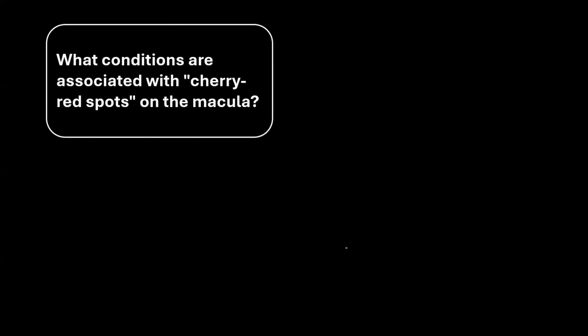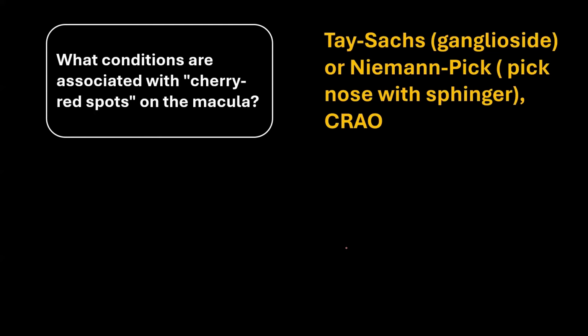Now, what's the other one you want to think about if it's an adult with new onset cherry red spot? Yeah, embolism. What's the specific name of the diagnosis? Yeah, CRAO, central retinal artery occlusion. So remember the difference between Tay-Sachs and Niemann-Pick is that Tay-Sachs is a ganglioside accumulation, and then Niemann-Pick, you remember that you pick your nose with your finger. So it's Niemann's pick, and then it's a sphingomyelin buildup. And then I think Niemann-Pick is associated with hepatomegaly, but correct me if I'm wrong there.